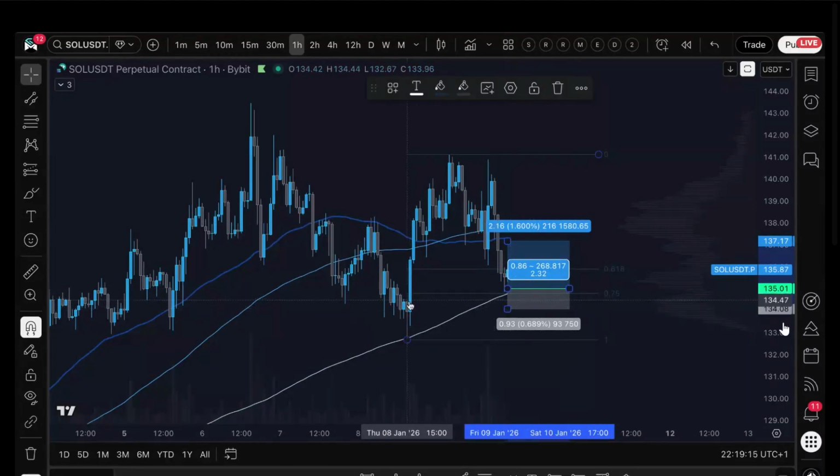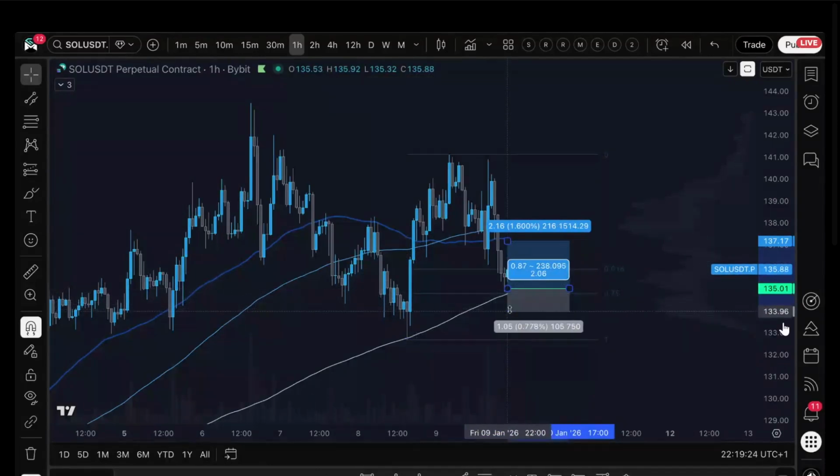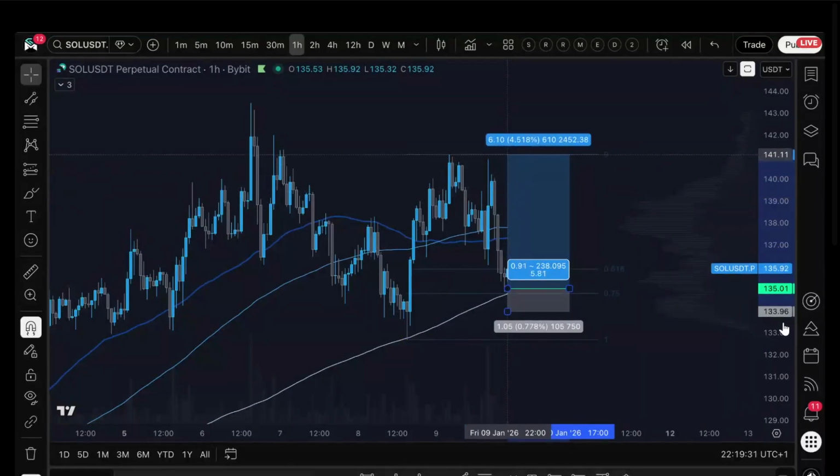And ideally below a demand zone. And here is the demand zone. And if it wicks into the demand zone, you leave a bit more room. Yeah, like this.